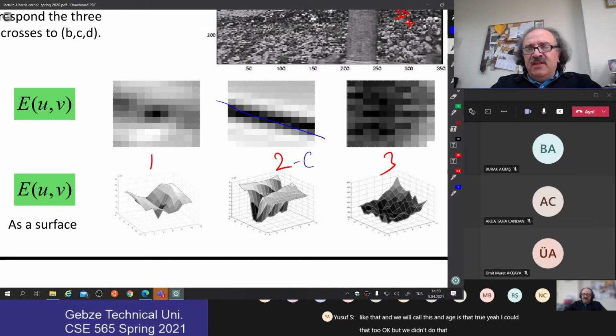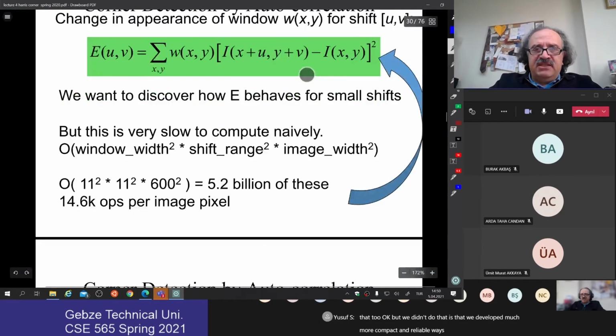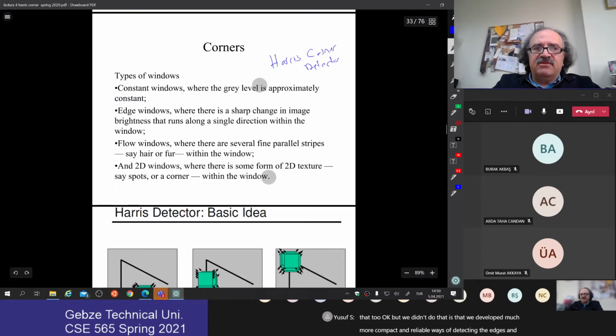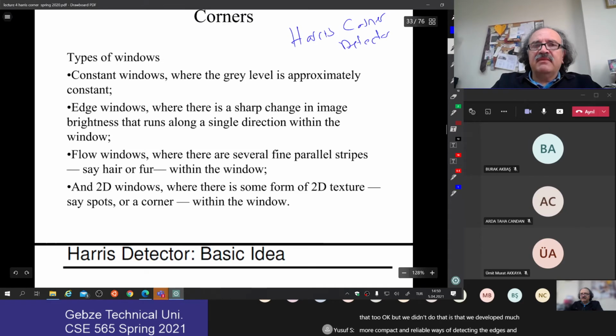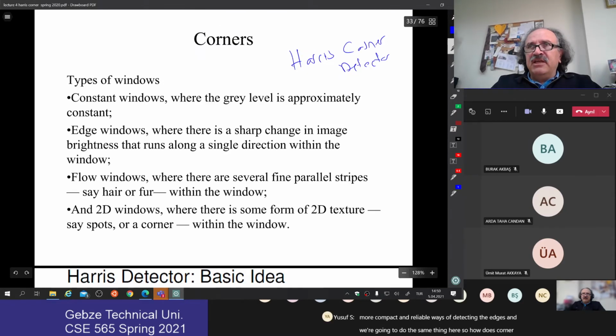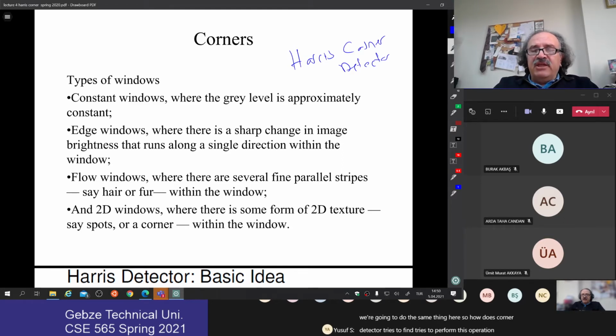Instead, we developed much more compact and reliable ways of detecting edges, and we are going to do the same thing here. So the Harris corner detector tries to perform this operation, whatever I did, autocorrelation, comparing the image patch with the image patches around it, but in a much more compact, much cheaper way. It says that there are three types of windows.